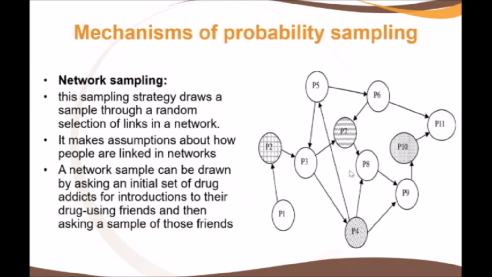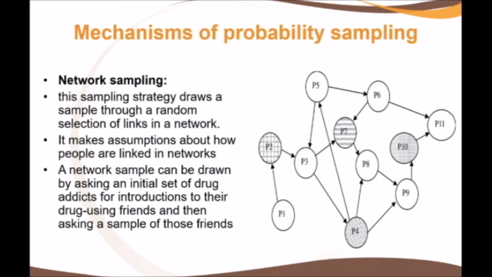Okay, the other one is network sampling. Those of you who are into qualitative research methods would be familiar with what we call snowball sampling. It's almost the same concept, if not the same. But we use this when you do not have what we call a sample frame. You don't even know where the elements or the people you want to study are located.